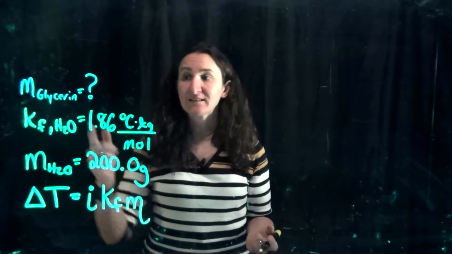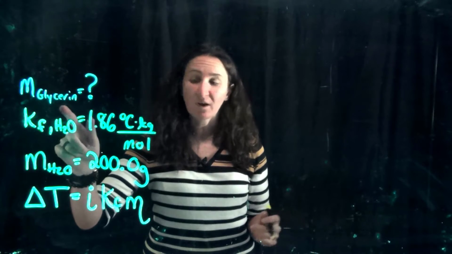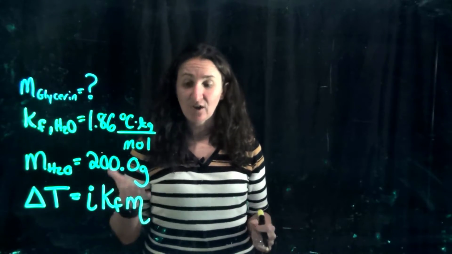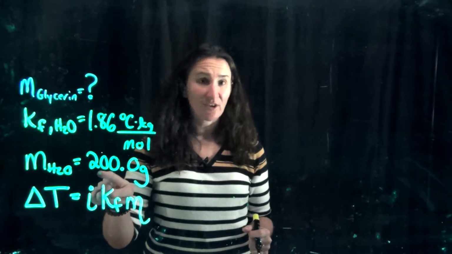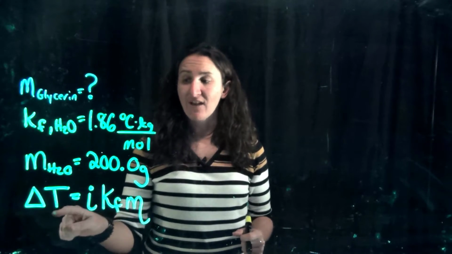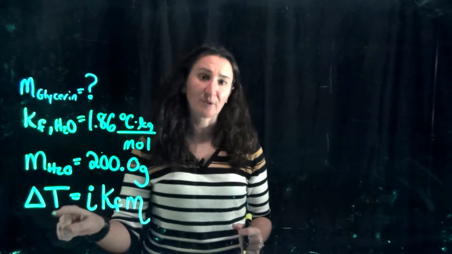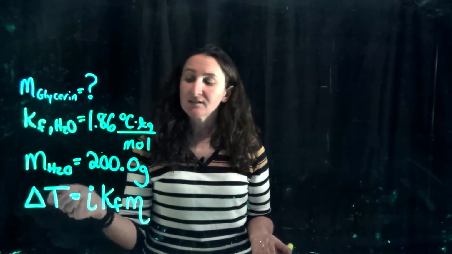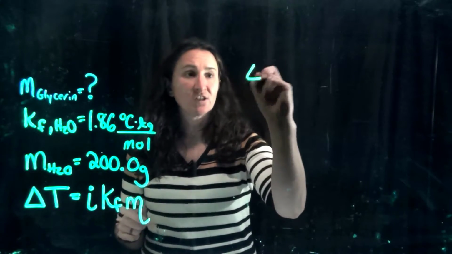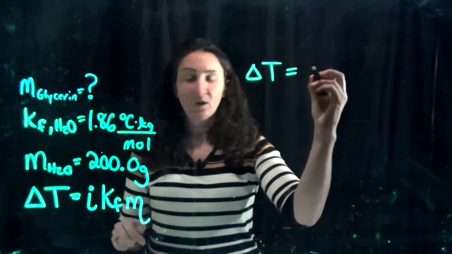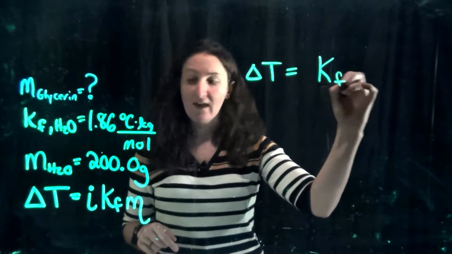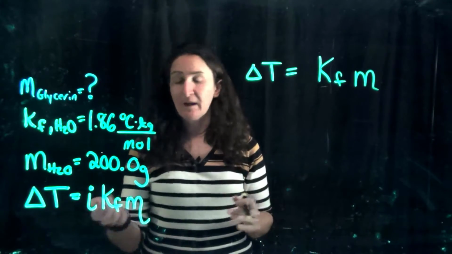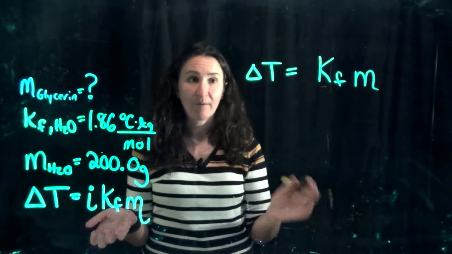But for this problem, it's a non-electrolyte, and we're just asking the question, how much of a mass of glycerin am I going to have to dissolve into my solvent, which is 200 grams of water, in order to have a freezing point depression of negative 1.50 degrees Celsius. And so when we're doing this problem, then we've got change in temperature equals my Kf and then my molality. And so in this case, my i is 1, so I'm just leaving it out of the problem.